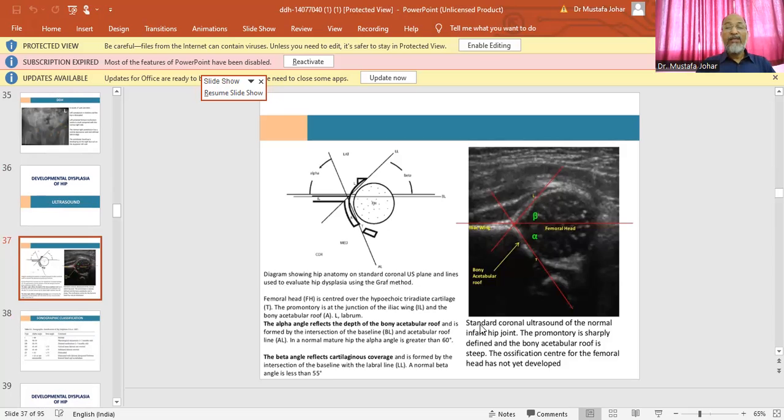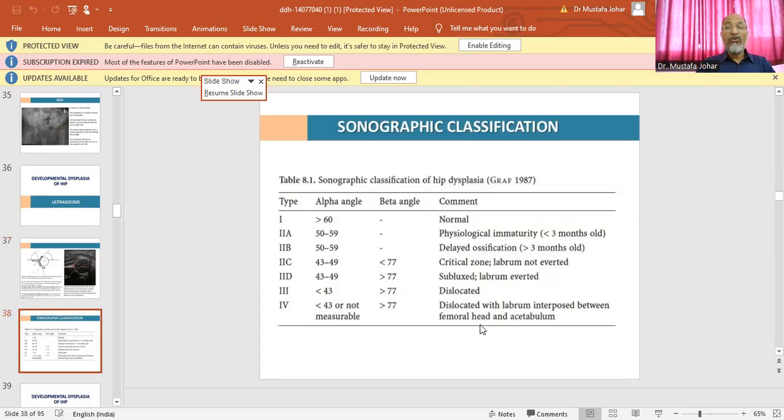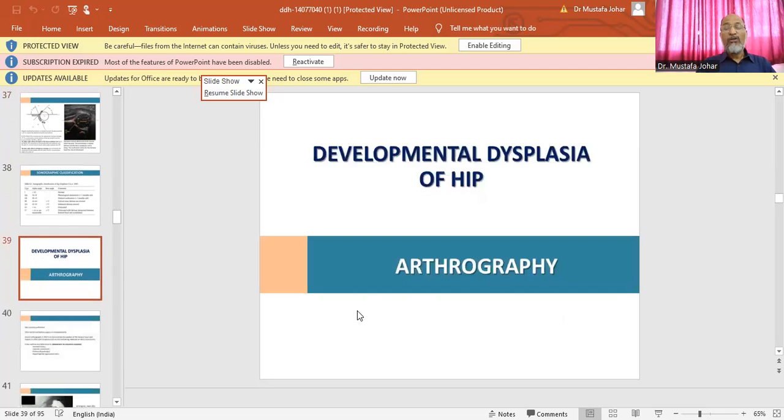Okay, and then there's a sonographic classification of hip dysplasia, in which there are certain angles, and type 1, type 2, like this, you go up to type 6. Okay, which is not for you at this level of USG.